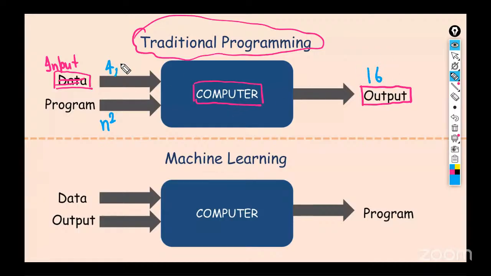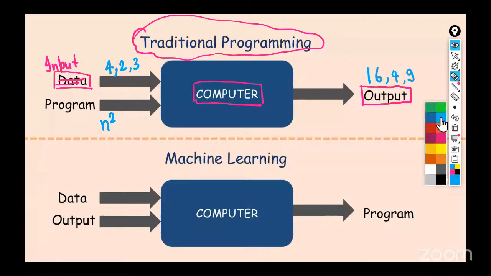You give the input 2, again the program is n square, and you get the output 4. Again, you give the input 3 with n square, and you get the output 9. This is what traditional programming is doing.